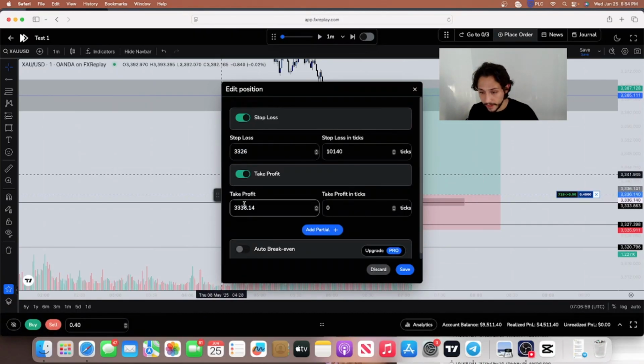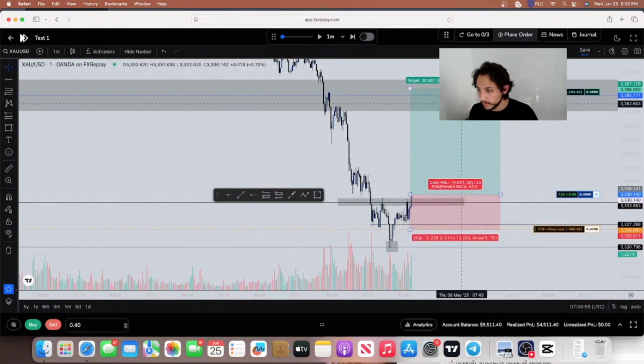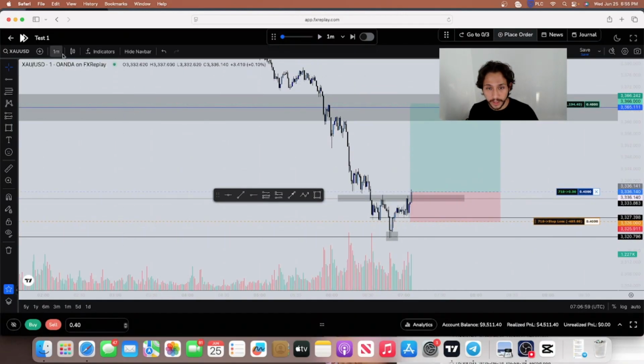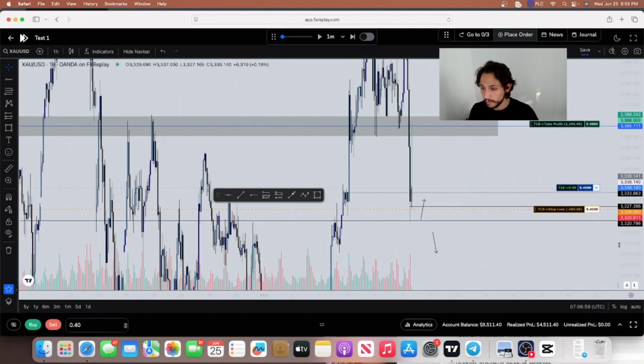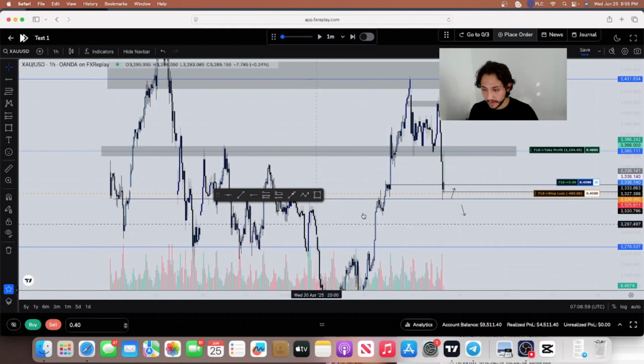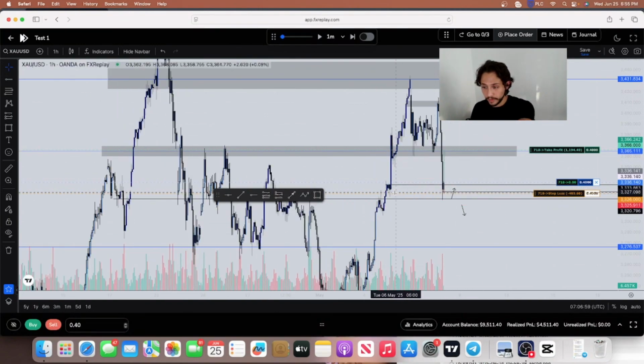Take profits set at 33.66. Save. So we're looking at a 1-3 risk to reward. Again, very quick analysis. We're going to go from a 1 hour time frame. We are coming back towards these exact demand zones. Notice how we swept out of these lows. We are trading above it. We broke above these highs over here.